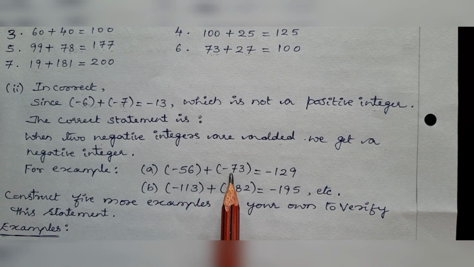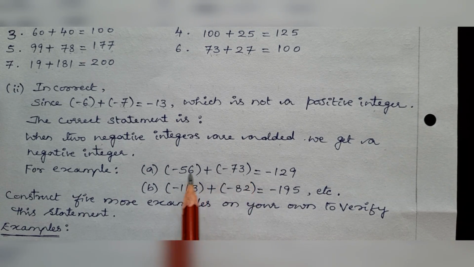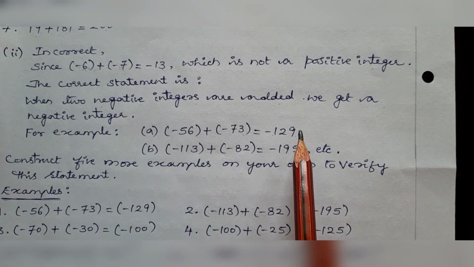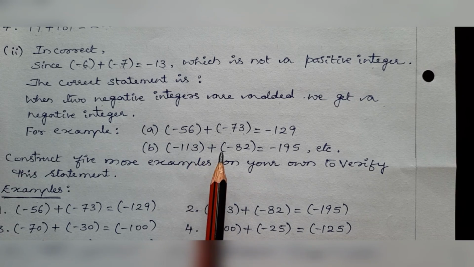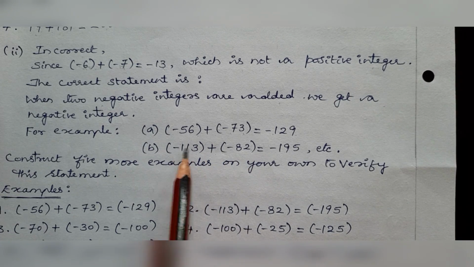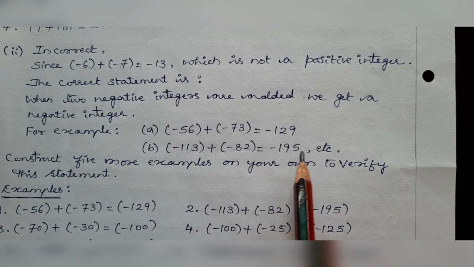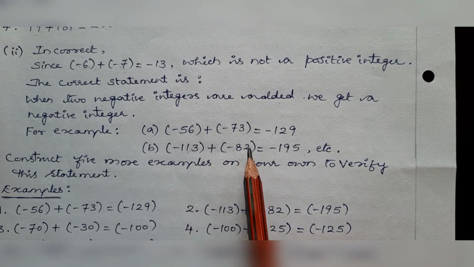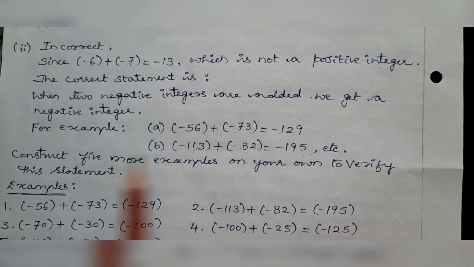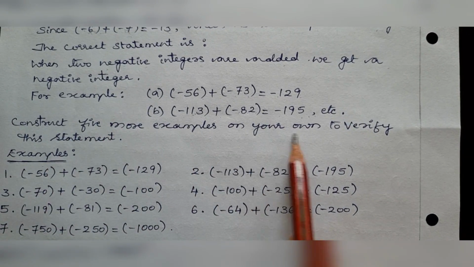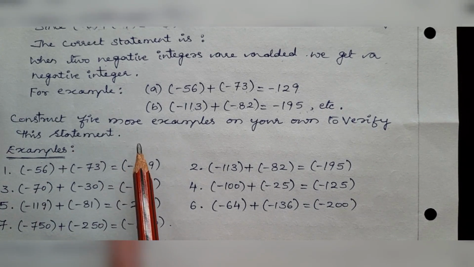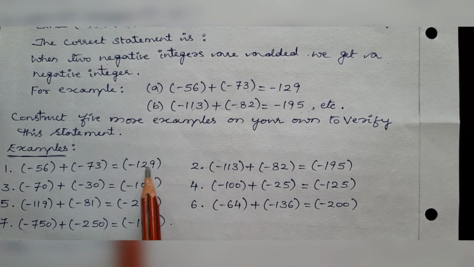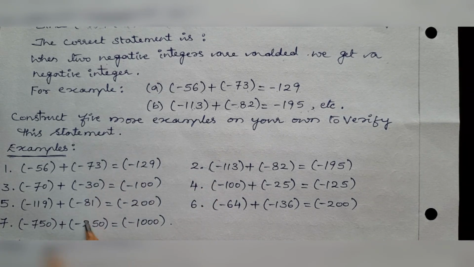So the correct statement is: when two negative integers are added, we get a negative integer only. Eradu negative integers na add madidre result negative integer e barutte. So for example, minus 56 plus minus 73 is minus 129. Next, minus 113 plus minus 82. Both are negative integers, add these two, we'll get minus 195. 113 and 2 is 115, 115 plus 80 is 195, so negative sign, minus 195. Construct 5 more examples on your own to verify this statement. Already two examples ide, so 5 more examples.